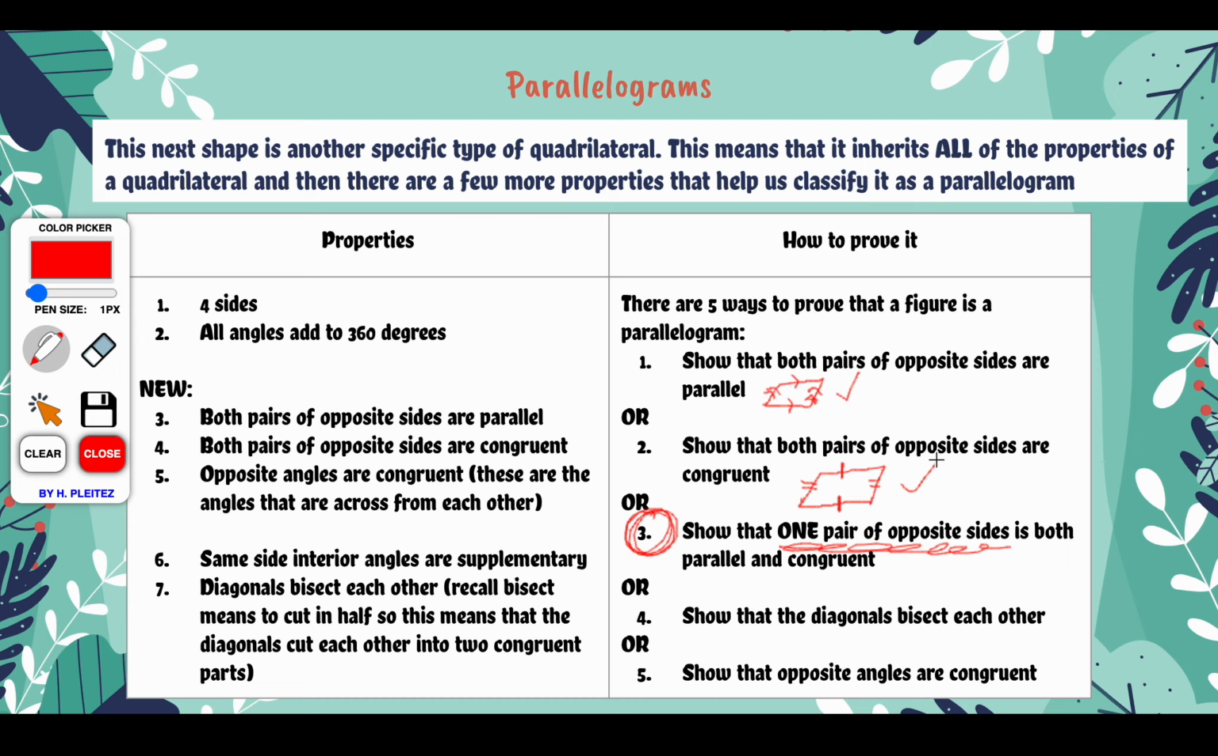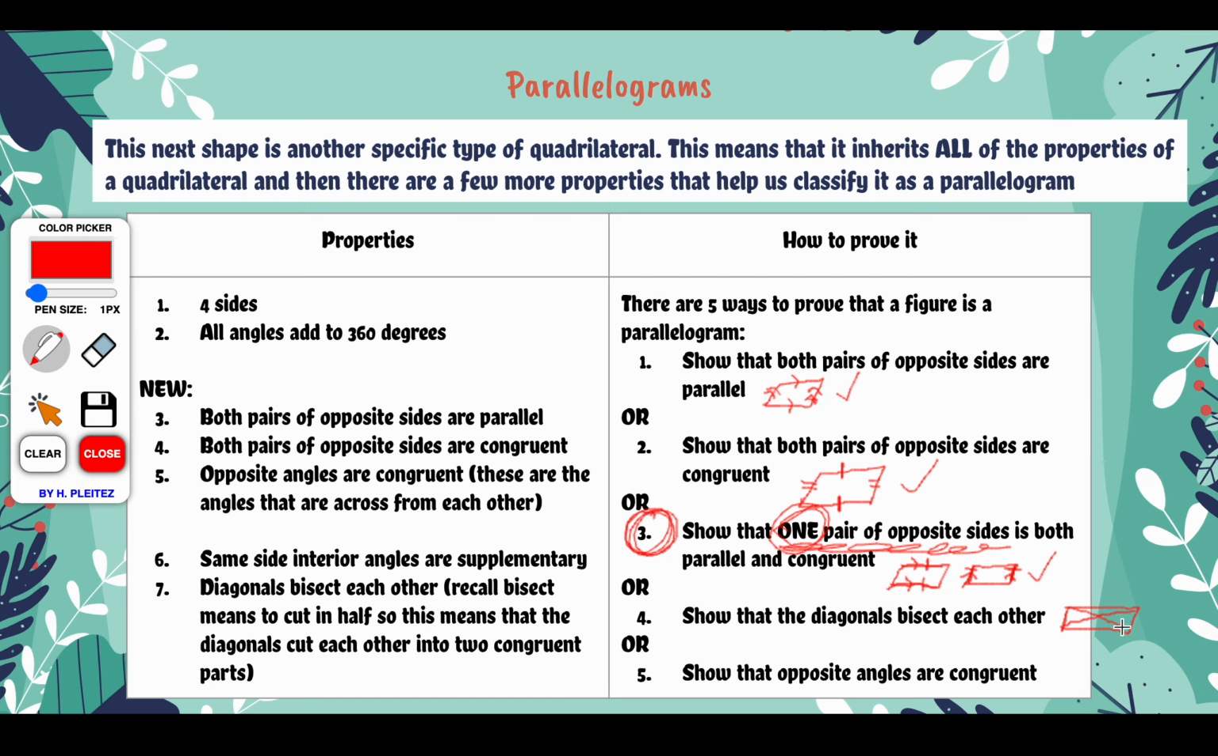Now this one says, show that one pair of opposite sides is both parallel and congruent. So it can be either or, and I'm going to draw both examples because there are 2 pairs of sides. Let's say you're dealing with the top and bottom pair of sides. You can show that that pair is parallel and congruent. Or you can go the other route. Let's go for the left and the right one. You can show that the left side and the right side are both parallel and congruent. And if you do that, then bam, you have a parallelogram. You don't need to do both. It just says show that one pair is parallel and congruent. Number 4 says show that the diagonals bisect each other.